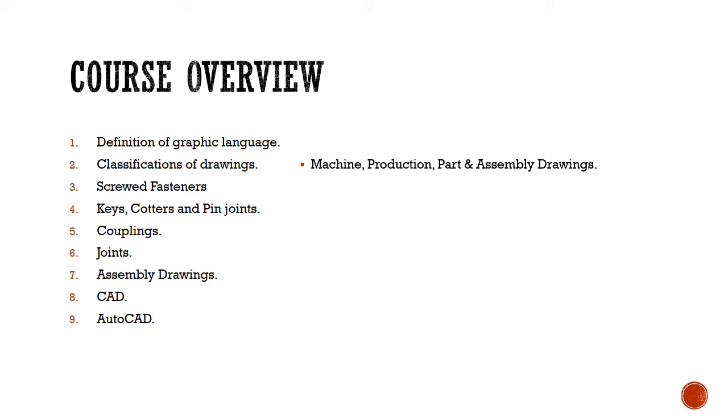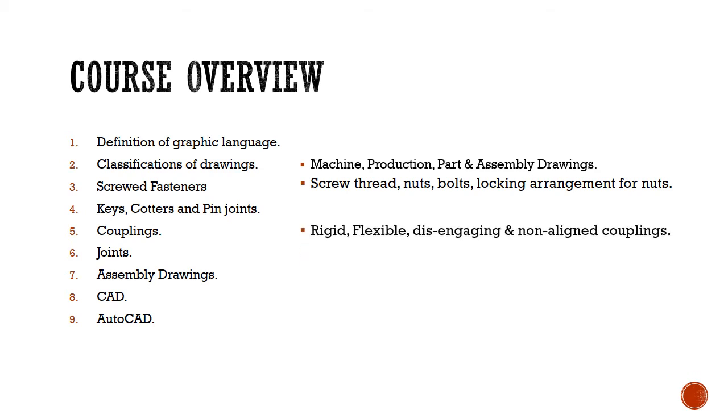Once we're done with that, we'll move on to screwed fasteners, where we'll talk about screw threads, nuts, bolts, and locking arrangements for nuts. So when we're done with screw fasteners, we'll move straight on to keys, cutters, and pin joints. After which we'll talk about couplings, that is the rigid couplings, flexible, disengaging, or the non-aligned couplings. So once we're done with couplings, we'll move straight on to pipe joints, riveted joints, and welded joints.